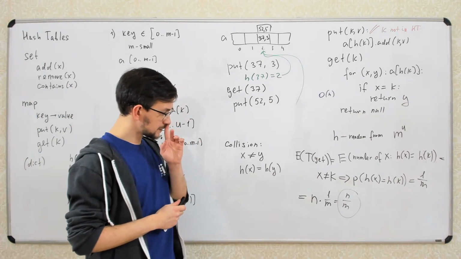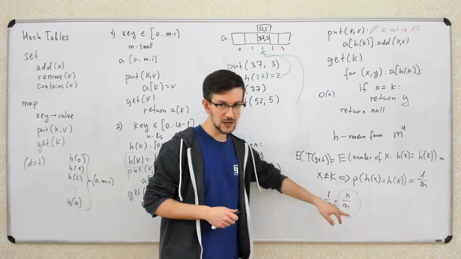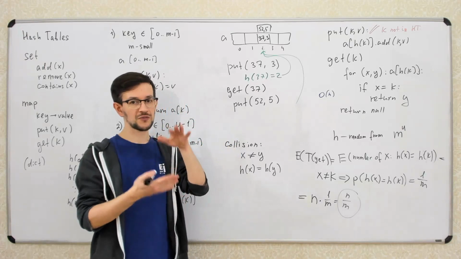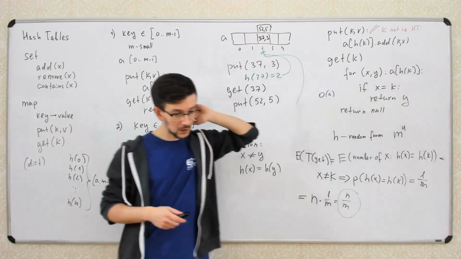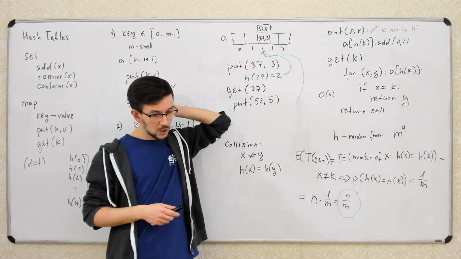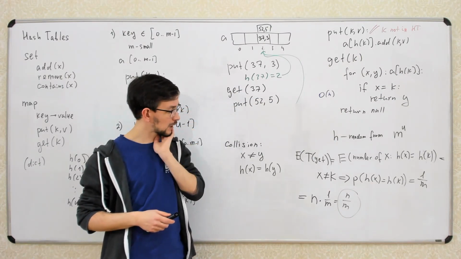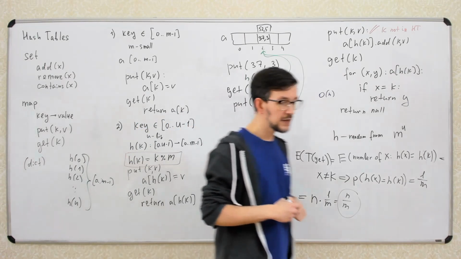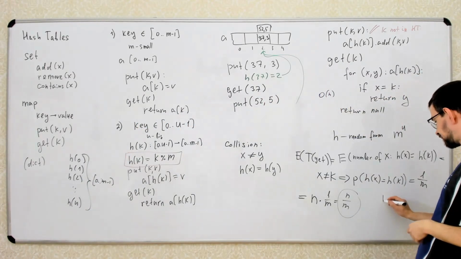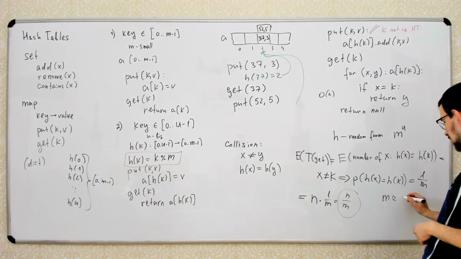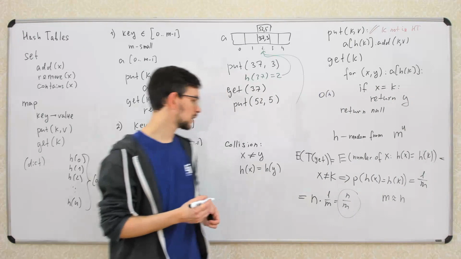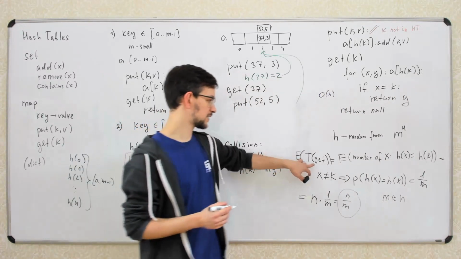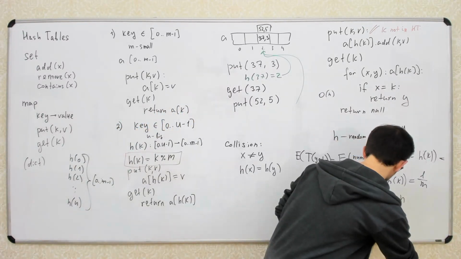That's the final probability. That's the expected size of the list which we're looking for here. So if we have the size of the array about n, then the expected time complexity will be constant.